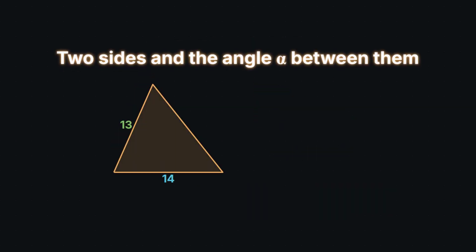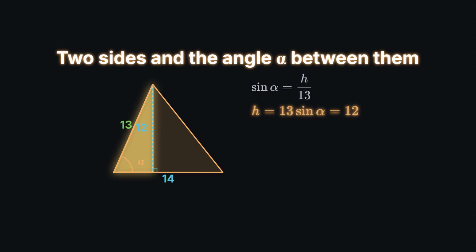Say you know 2 sides and the angle where they meet. 13, 14, and the corner between them, which we will call alpha. Drop the height again, and look at the right triangle it creates. In a right triangle, the opposite side divided by the hypotenuse is the sine of the angle. So the height is 13 times the sine of alpha. Substitute that straight into the old formula, and you get 1/2, a, b, sine alpha.